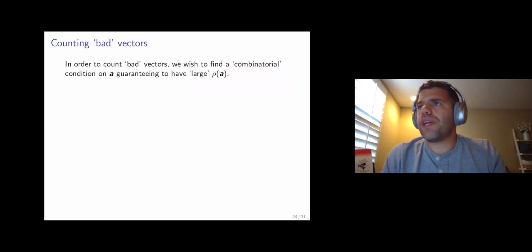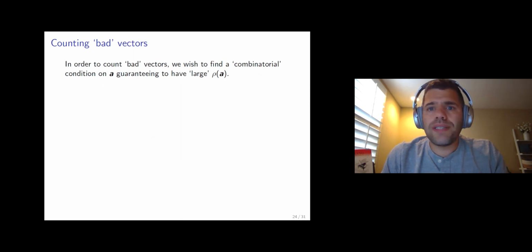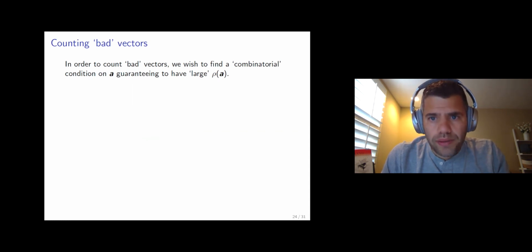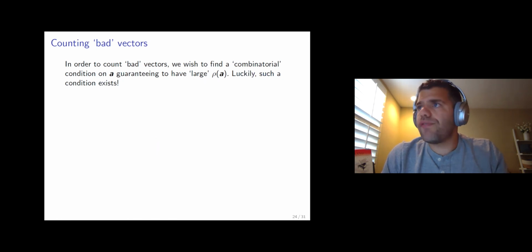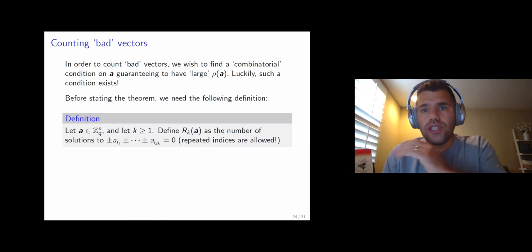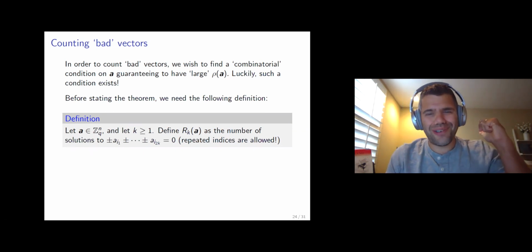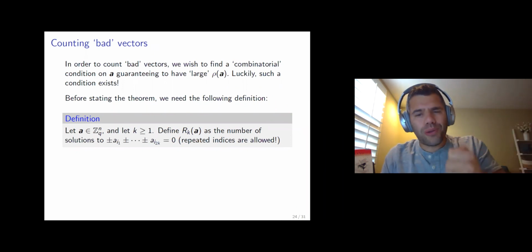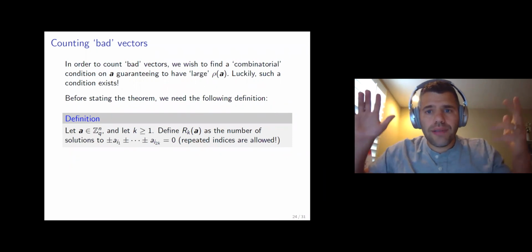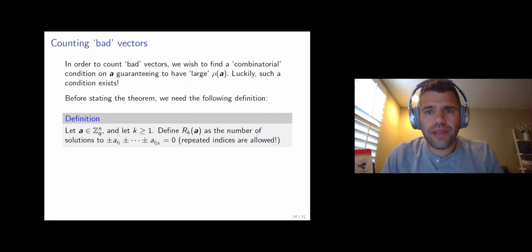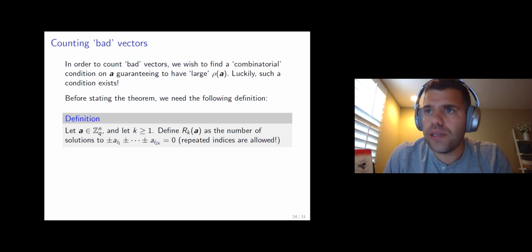And in order to count bad vectors, we want to be able to find some combinatorial condition on these vectors A that guarantees a large atom probability. We don't have much time, so let me just speed up. Luckily such a condition exists. There is a theorem of Halász, which I stated for anti-concentration for vectors, but there's also anti-concentration for this linear equation, which is called Halász's inequality, and I think it's by now the strongest concentration inequality.